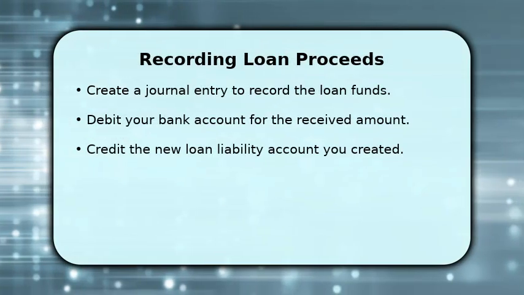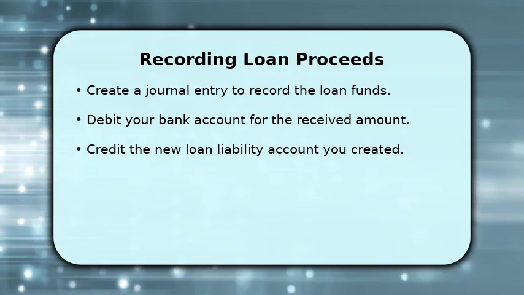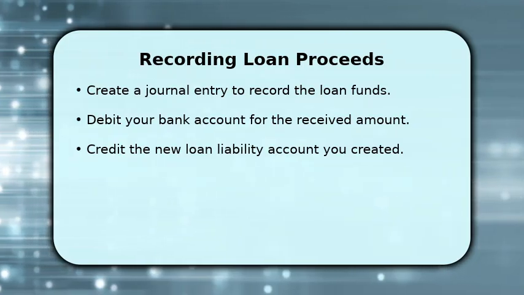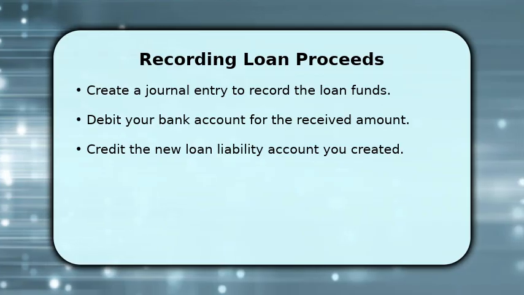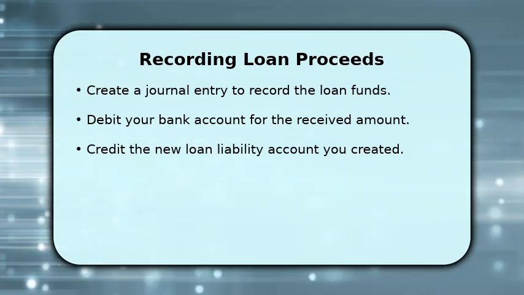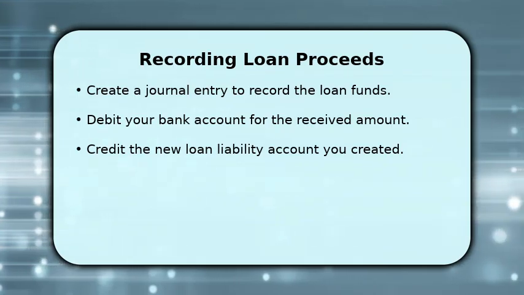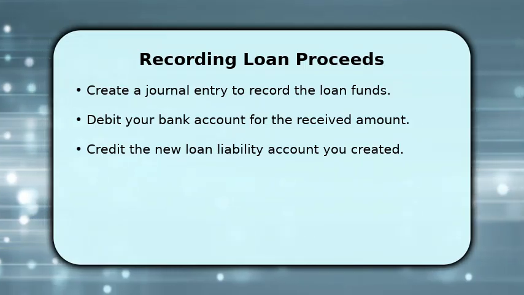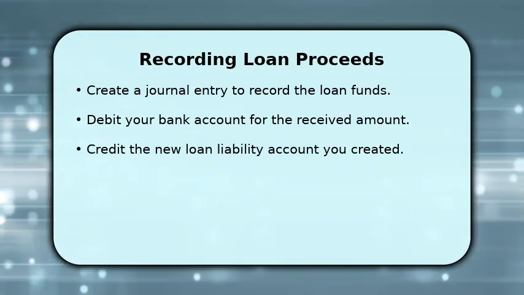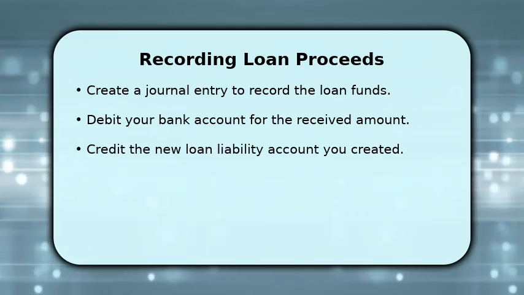Once the liability account is set up, it's time to record the actual loan proceeds. You'll do this by creating a journal entry. Debit your bank account for the full amount of the loan received, and then credit the new loan liability account you just established. This ensures your cash balance increases appropriately, and the loan is properly reflected on your balance sheet. Double-check that the entry date aligns with the date you received the funds.